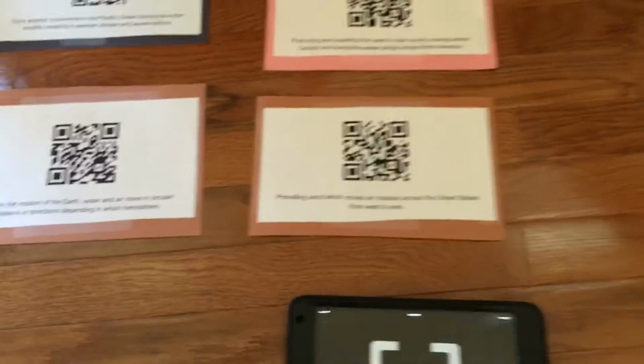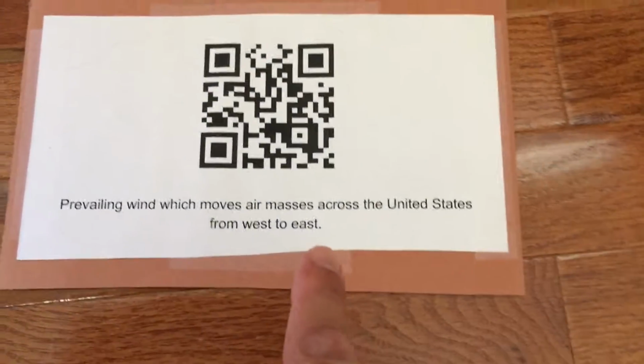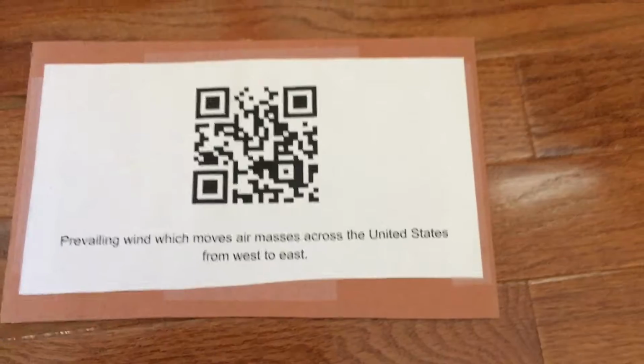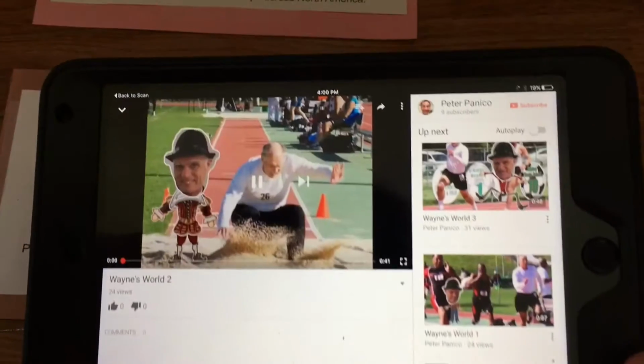So they're looking for QR codes. Again, hidden around the room are QR codes, and here they are. You find the one that says prevailing winds, prevailing westerlies, so it's another definition. So they have to know their terms. We scan it, and using Puppet Pals.